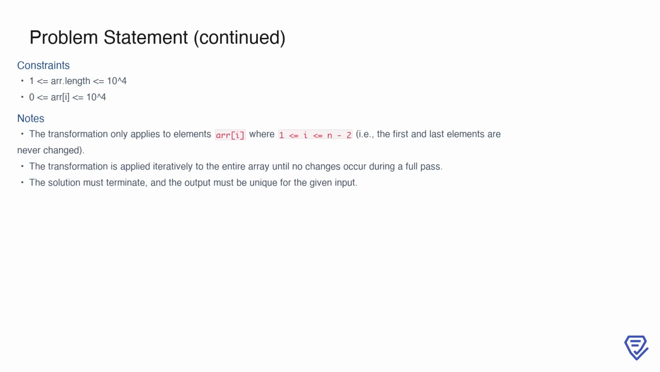Additionally, the transformation is applied iteratively to the entire array until no changes occur during a complete pass. Since the rules ensure a strictly decreasing number of changes with each iteration, the process is guaranteed to terminate, and the output array will always be unique for any given input. These constraints ensure that the problem is well defined and can be solved efficiently even for large input sizes.